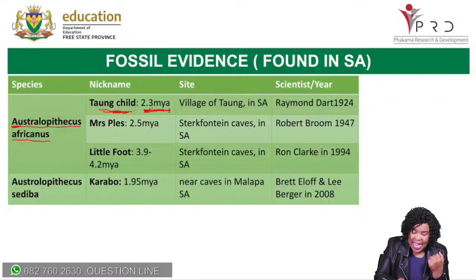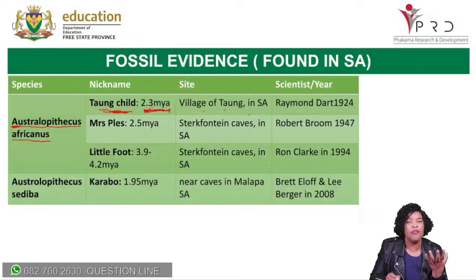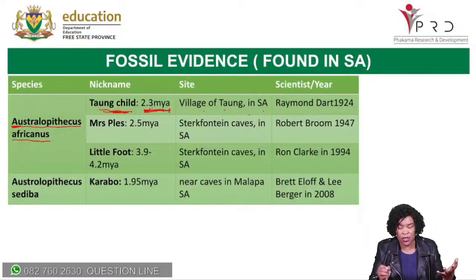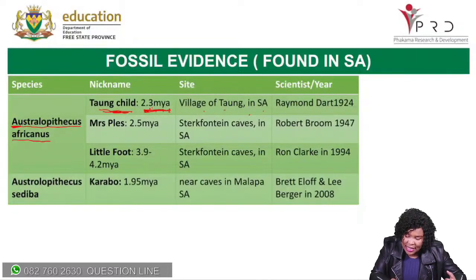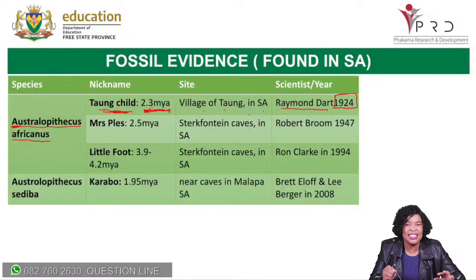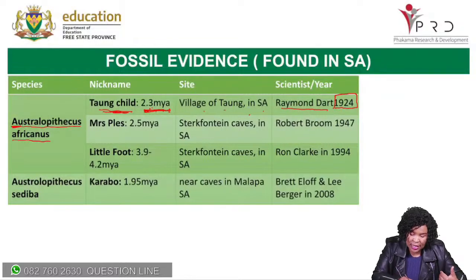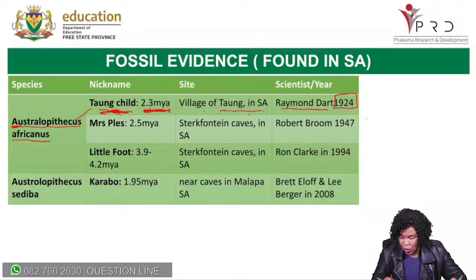It was found where? In the village of Taung in the northwest in South Africa. Who is the scientist that found it? It was Raymond Dart in 1924. So these dates are very important, because this might appear in the multiple choice questions or in any other question. Then you must know your fossils that support human evolution in South Africa. So the Taung child is an example of the Australopithecus africanus, and it existed about 2.3 million years ago, and it was found in the village of Taung in South Africa by Raymond Dart in 1924.